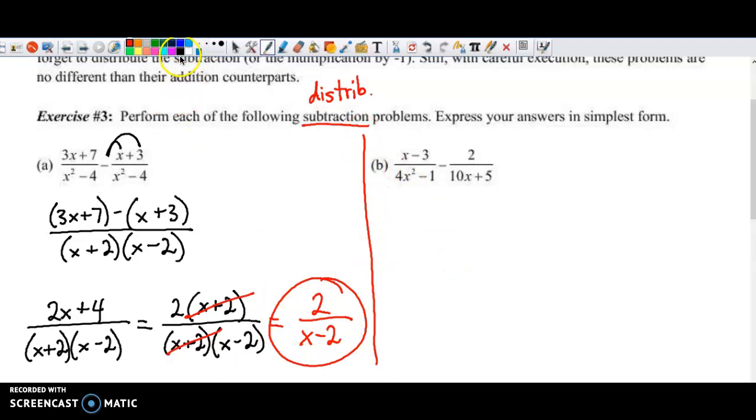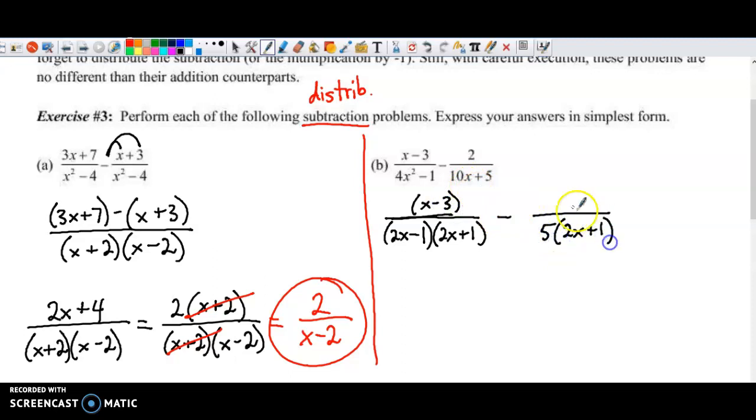So looking at the next one, this time there's actually nothing common between the two of them. 2x minus 1, but it is a difference of squares, 2x plus 1. We'll leave that x minus 3 alone. Minus, I could factor out a 5 in the next one. Okay, so there is something common, and the thing that's common is the 2x plus 1.